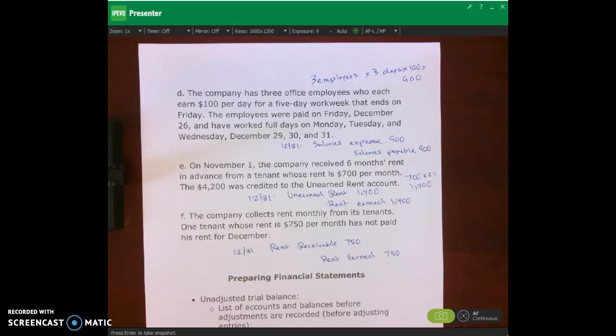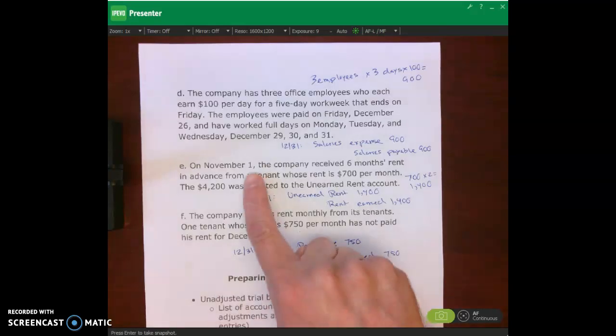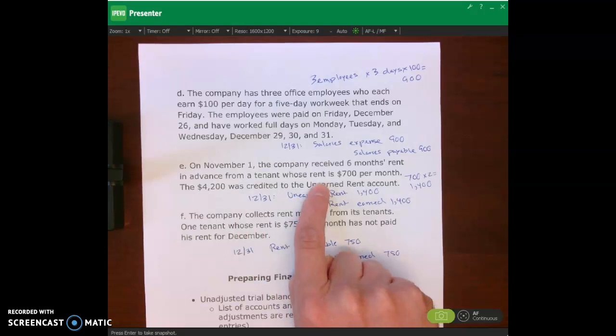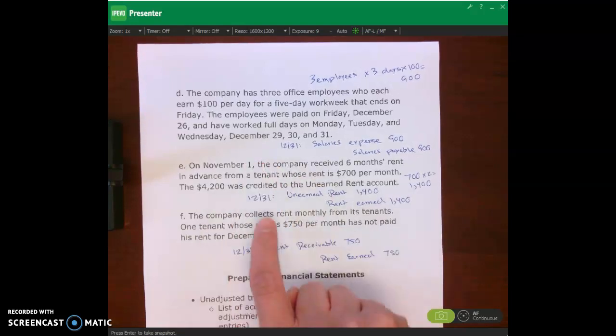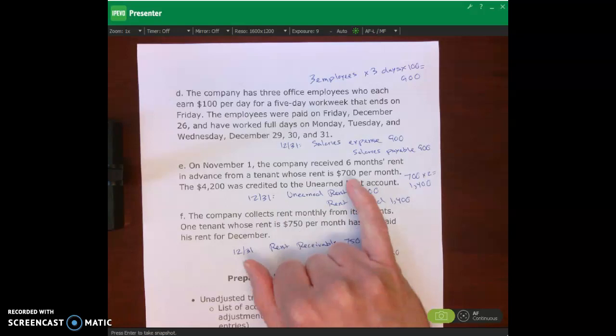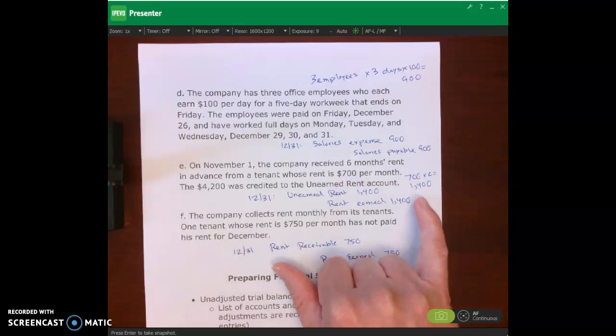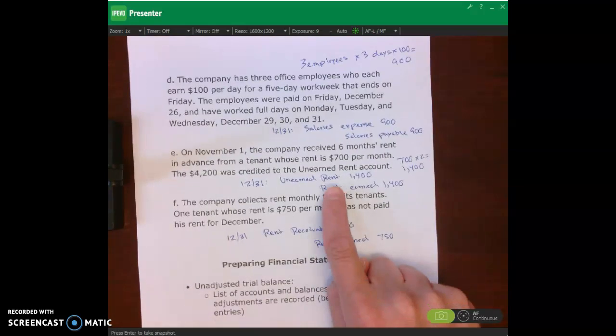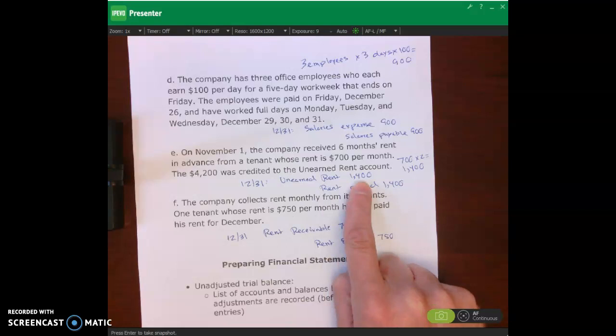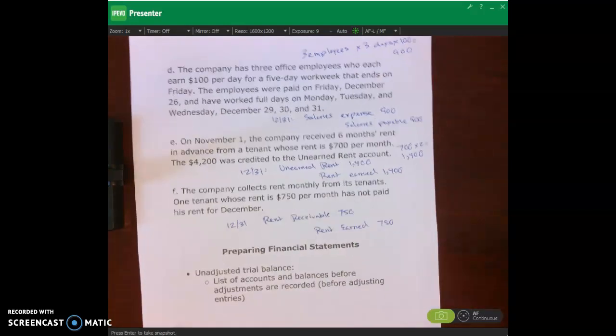On November 1st, the company received 6 months rent in advance from a tenant whose rent is $700 per month. So this is unearned rent. On 11/1, they debited cash for $4,200, and they credited unearned rent. That's what they did on November 1st. On 12/31, they have to recognize that they have earned 2 months worth of rent. So $700 per month times the 2 gives us the $1,400. So I debit my unearned rent for $1,400, credit rent earned $1,400.